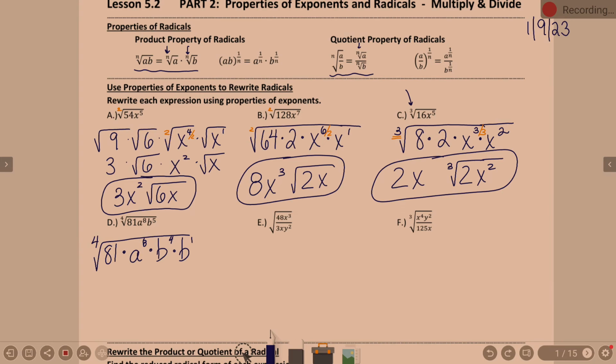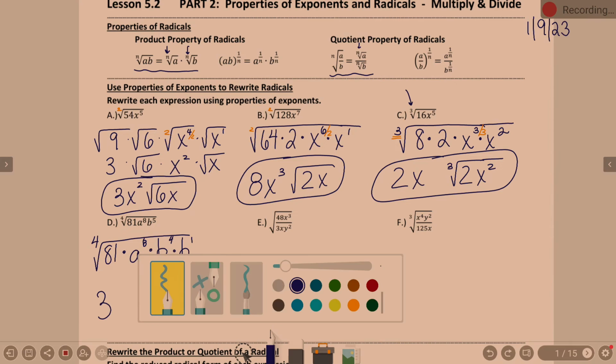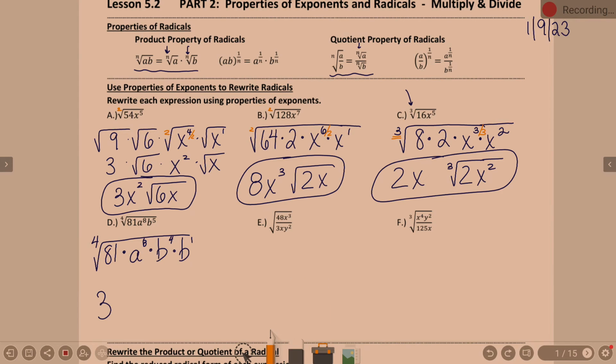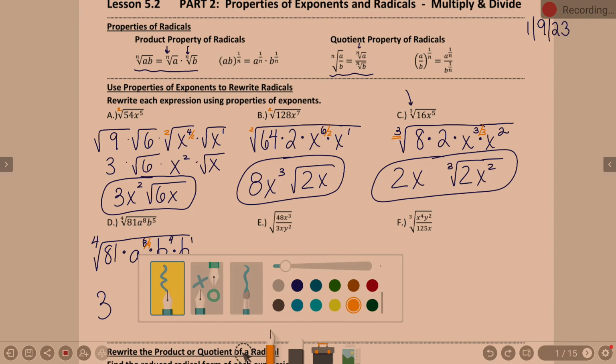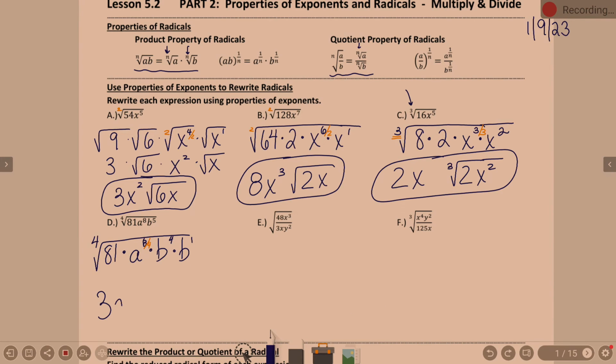Fourth root of 81 is 3. That goes out front, no radical. Fourth root of A to the 8th is A squared, because 8 divided by 4 is 2. So that A to the 2nd goes out front also, no more radical. Fourth root of B to the 4th.